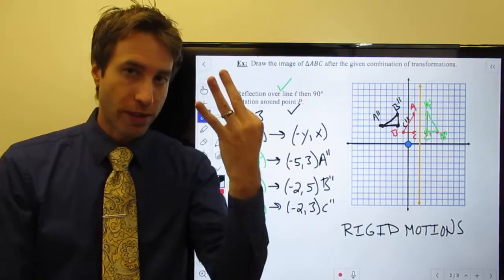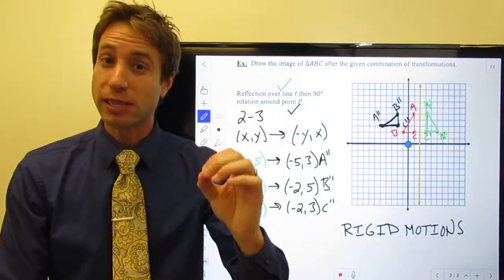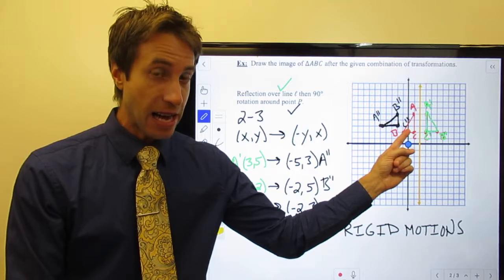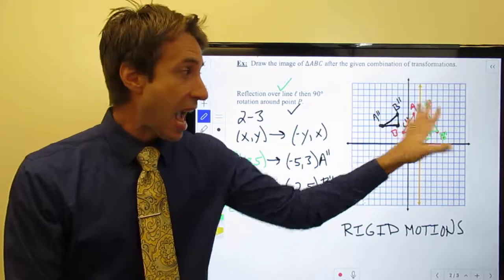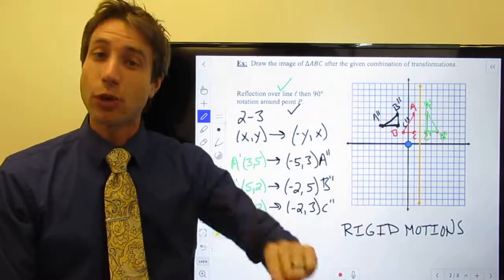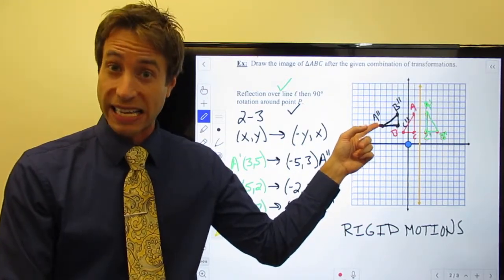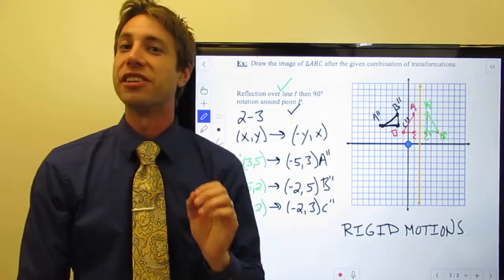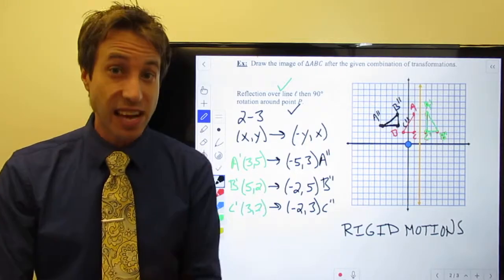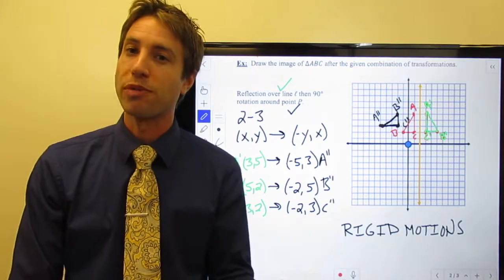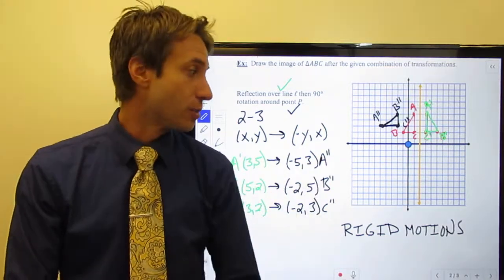Go back and look. We've done 3 example problems, and in every single one of those example problems, the shape and the size of the pre-image after doing my sequence of transformations is exactly the same when I get done. I do not change the shape or the size of the figure when I do rigid motions. And so far, that's what we've seen, sequences of rigid motions.